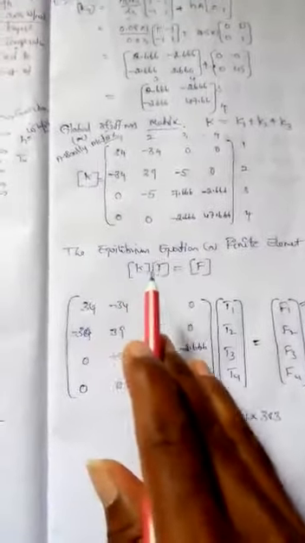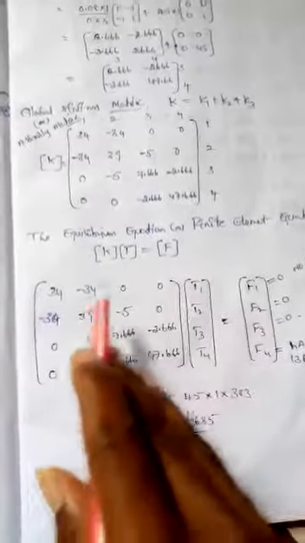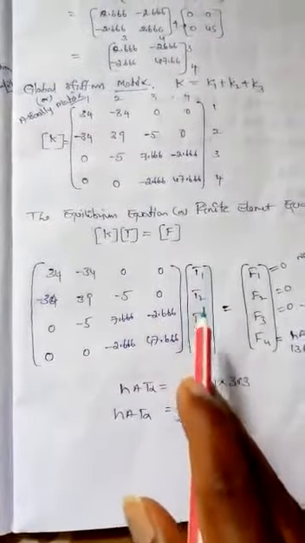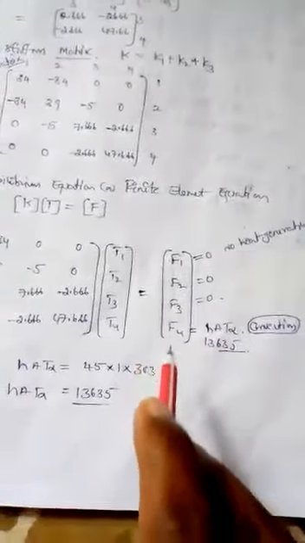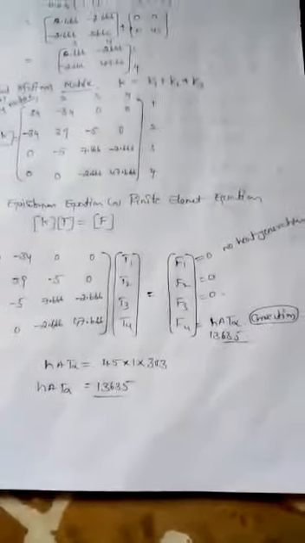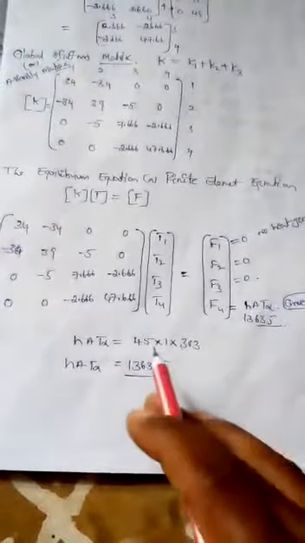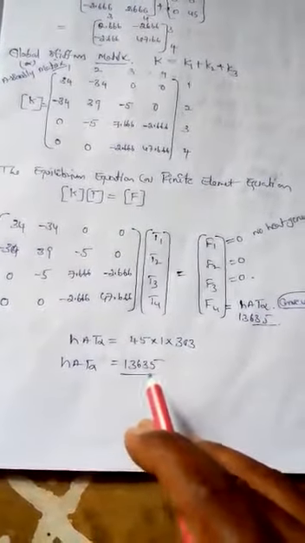Therefore the equilibrium equation or finite element equation KT equal to F. K is the stiffness matrix, T is the temperature vector T1 T2 T3 T4. Next F is the force vector F1 F2 F3 F4. F1 equal to 0, there is no heat generation. F2 equal to 0, F3 equal to 0, F4 is the convection portion, that equal to H A T infinity. H A T infinity is calculated as 13635.